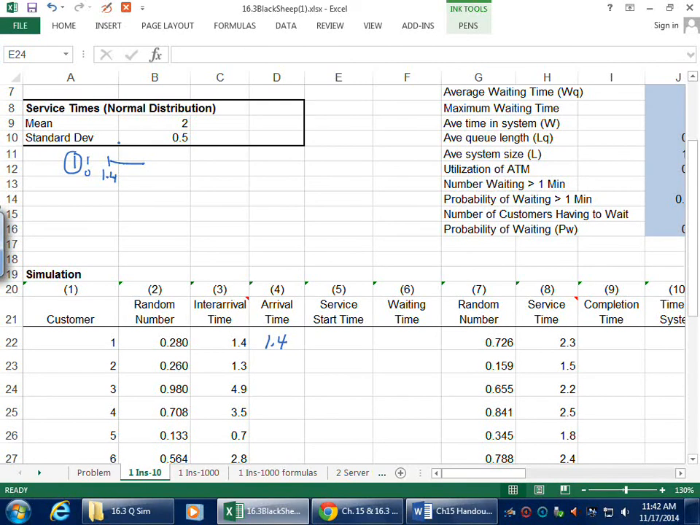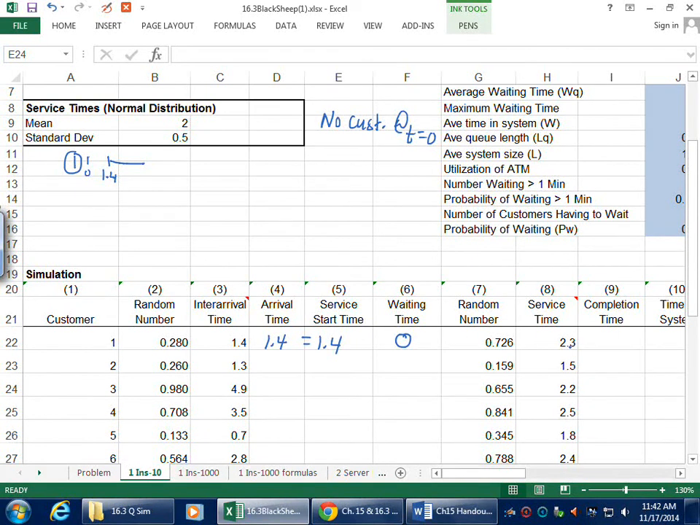Now, when you start the simulation, there is no other scarf. So assuming no customer at time 0, this scarf is alone and doesn't have to wait. So service start time is the same as the arrival time. As soon as the scarf arrives, it will be inspected. So no waiting time here.